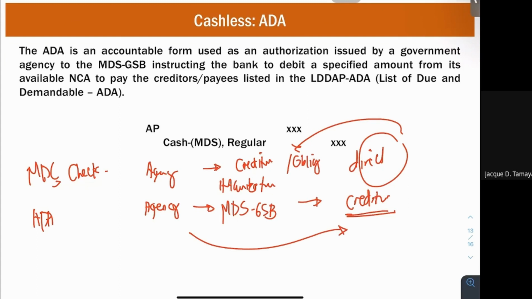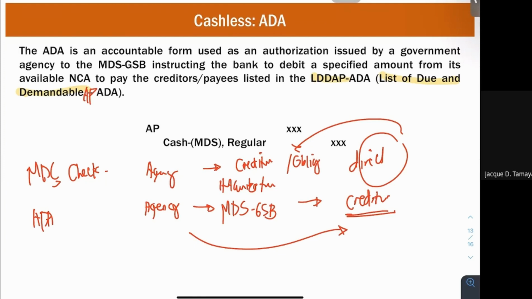What is the source of the obligation? The creditor payees are listed through your LDDAP. What is LDDAP? List of due and demandable accounts payable. I hope you can see the difference, because they have the same entry as your MDS check.